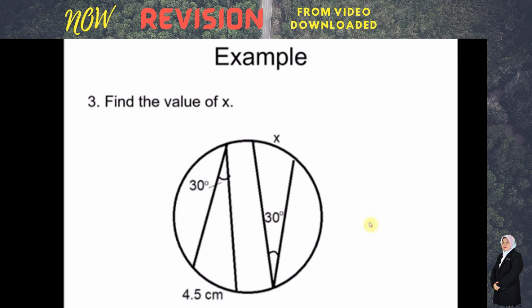Let's try a few more examples here. This angle is 30 degrees, and this angle is also 30 degrees. This time we start with the angles. When the angles subtended by the arcs are equal, this angle and this angle are equal, this means that the arc length here is equal to this arc length, because the angle is the same. So the arc length of this equals the arc length of this. Hence, x is 4.5 centimeters.